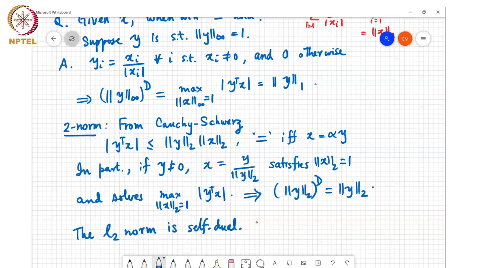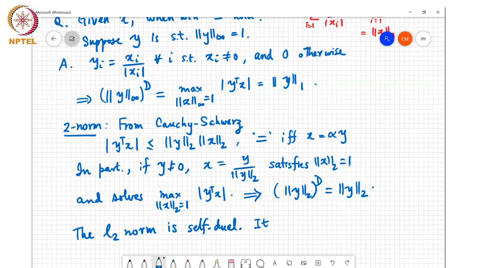In fact, it is the only norm that has this property. Sir, in the previous one, the dual norm of y infinity should be x, norm of y x 1, no? Or should be y 1? The previous equation, dual norm of y infinity should be one norm of x, no? Not y.